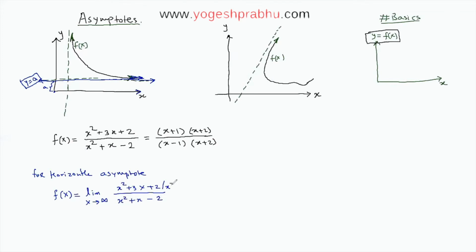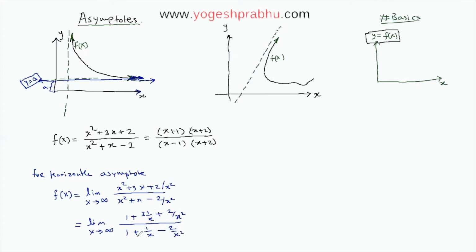Now divide the numerator by x square and the denominator also by x square, assuming that x is not 0. So when I divide like this, it is going to be limit x tends to infinity, and when I divide by x square, it will be 1 plus 3 by x, and this will become 2 by x square. Now do the same thing in the denominator as well. This will be 1 plus, this will be 1 by x, the x will cancel out, and the next one will be minus 2 by x square.